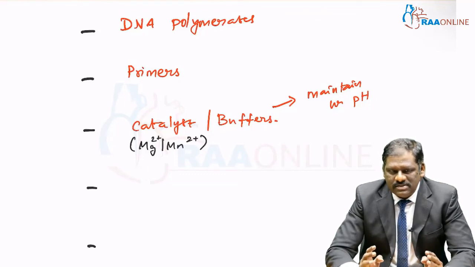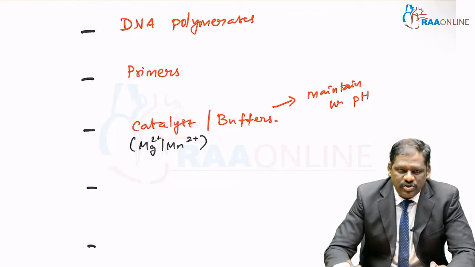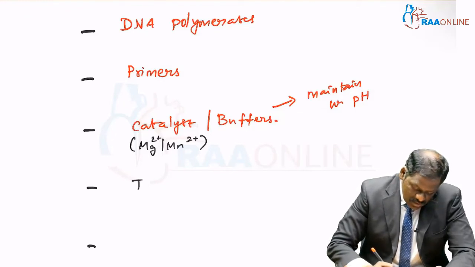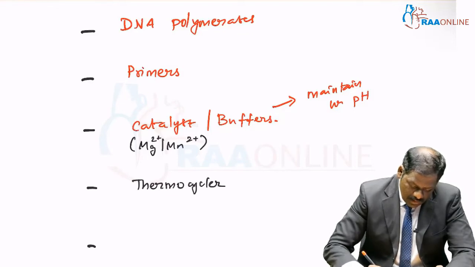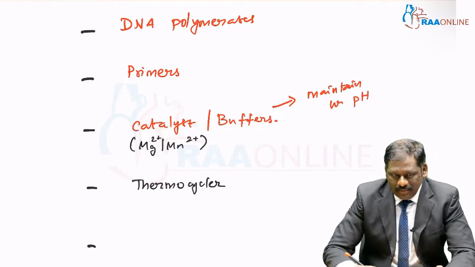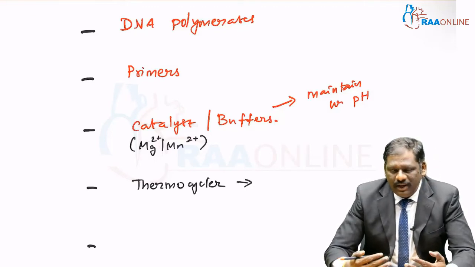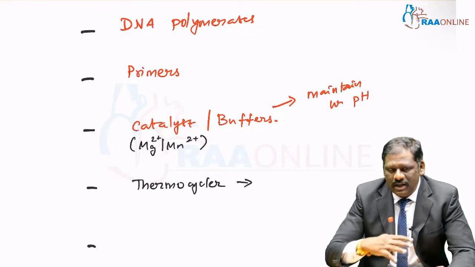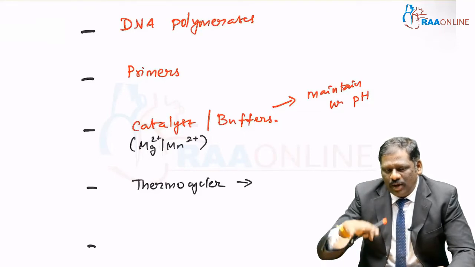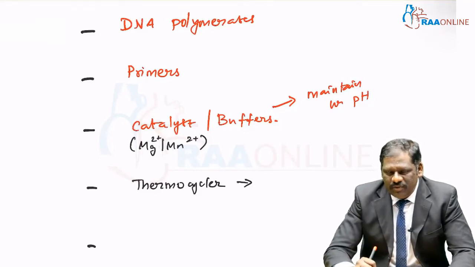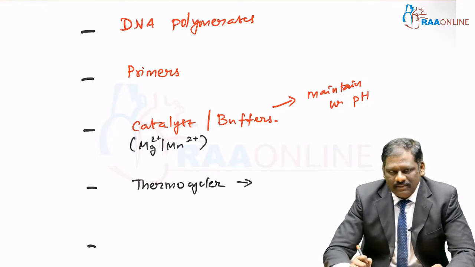And where will all these reactions occur? All these reactions will occur inside an instrument called a thermocycler. Why is it called a thermocycler? Because this thermocycler will alternate between different temperatures. It will change its temperature from high to low at different cycles of replication of DNA. So, this is why it is called a thermocycler.